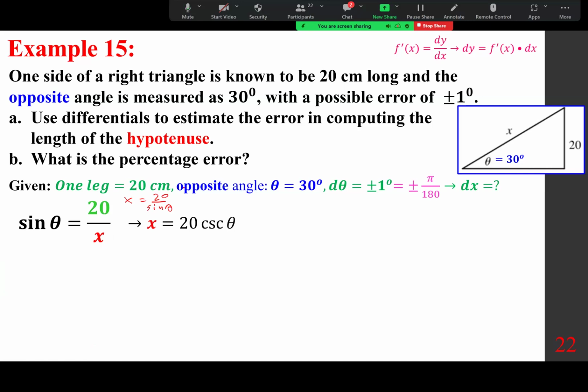So if we go with cosecant now, remember we want dx. That's why we are going to solve for x. Now that we solved for x, we say dx d theta is the right side. We want to differentiate 20 times cosecant, the derivative is negative cosecant cotangent. So dx d theta is 20 times minus cosecant theta cotangent theta, which makes it negative 20 cosecant theta cotangent theta d theta.